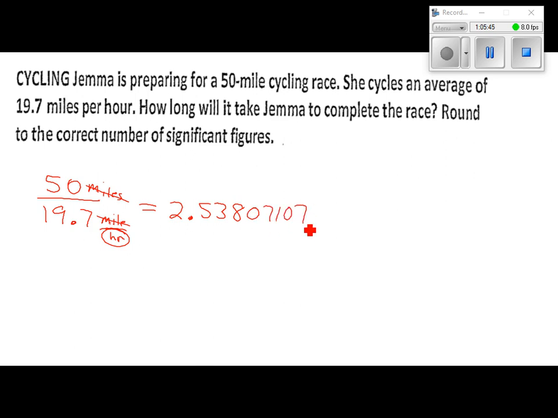So, now we want to round this off correctly. How many significant figures did the 50 have? 2. How many did this one have? 3. So how many do we want in the answer if we're multiplying or dividing? 3. That's what the rule tells us, right? So how are we going to round this off? 2.54. What were our units? Hours. So it should take her about 2.54 hours.